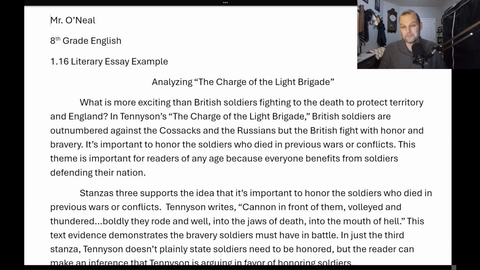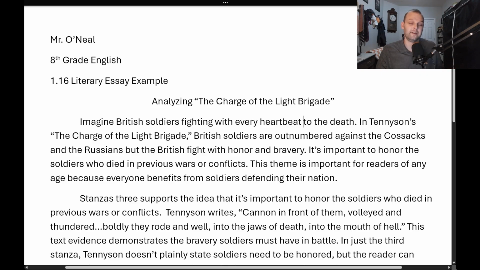What is more exciting than British soldiers fighting to the death to protect territory in England? Well, we actually made an adjustment to that, remember? There, I fixed it. Imagine British soldiers fighting with every heartbeat to the death. That's a lot more exciting. And we're not telling the reader they have to be excited. We're showing them that they should be excited based on this description.